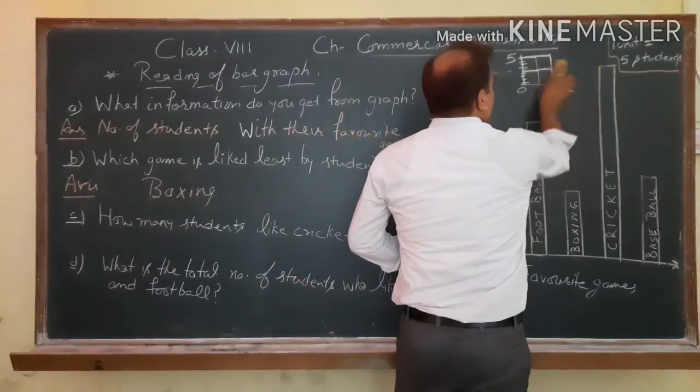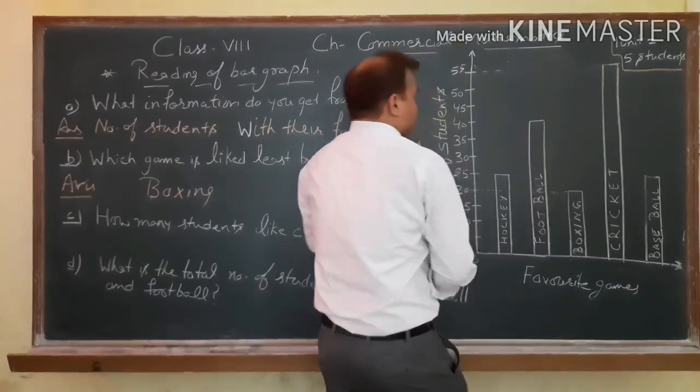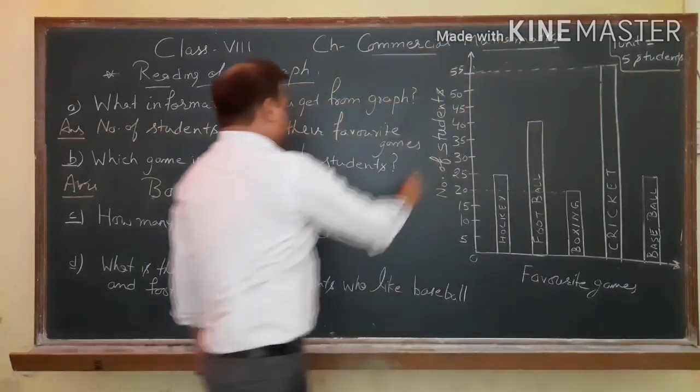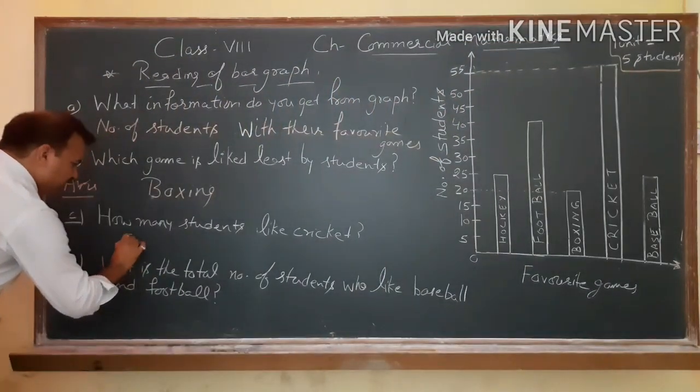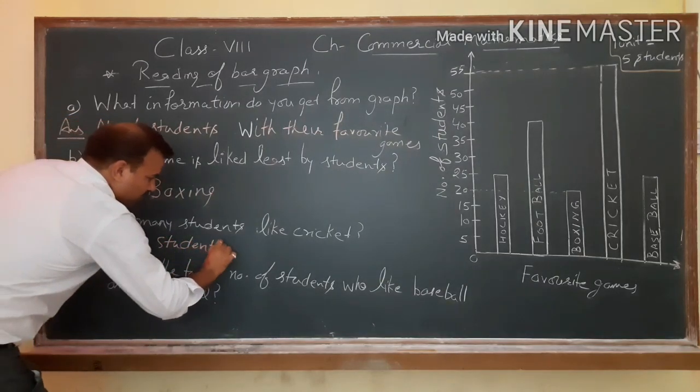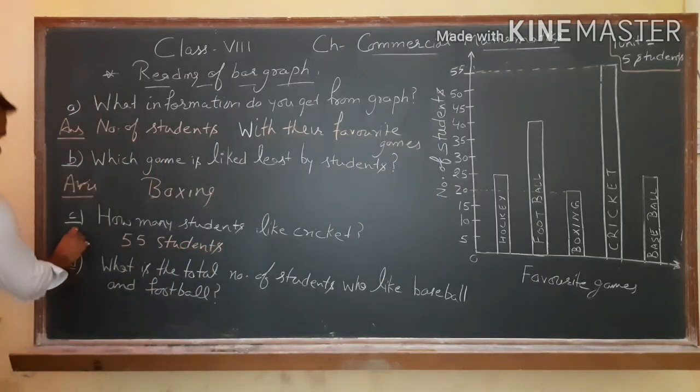I'll erase this one. This is disturbing you. So this is the straight line. It means how many students? 55 students. So we'll write the answer here, that is 55 students. Now this is the answer. This was the answer C.